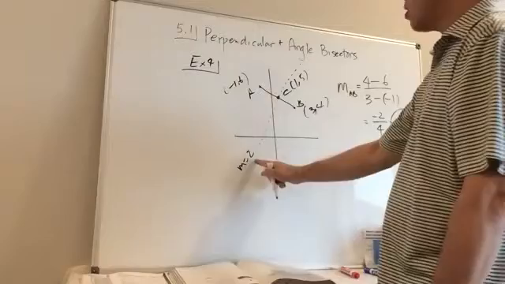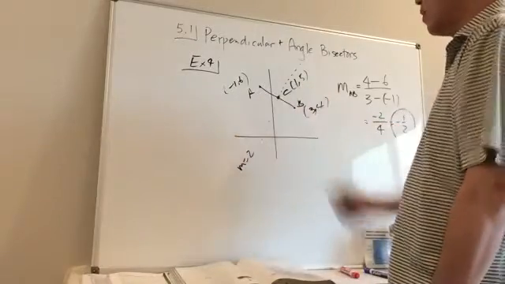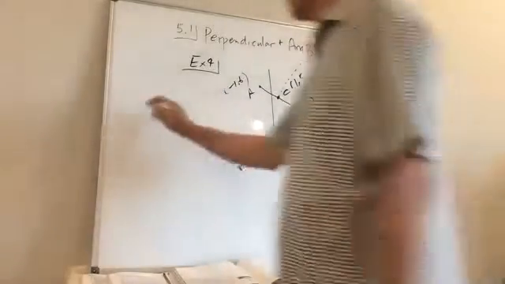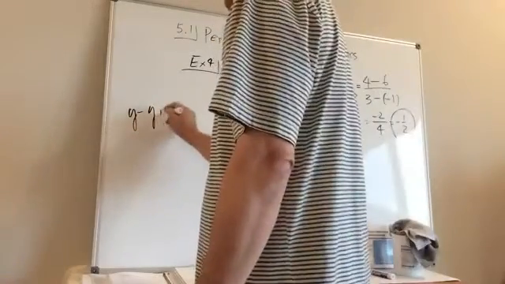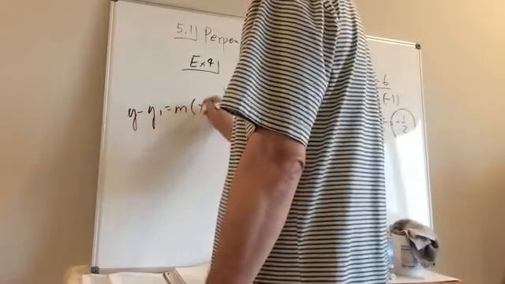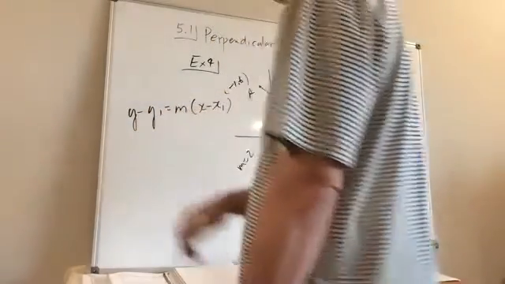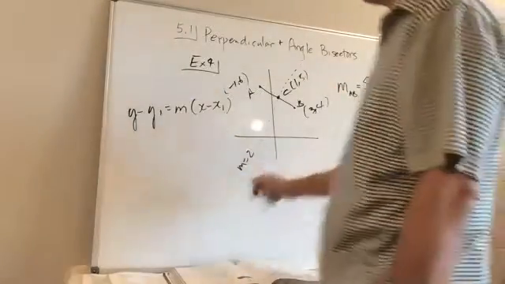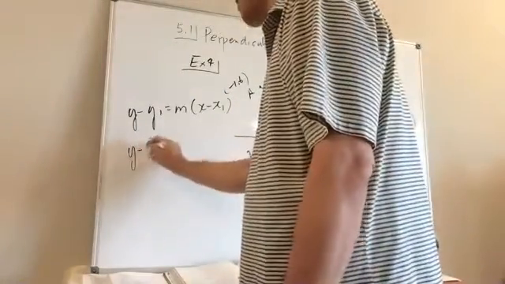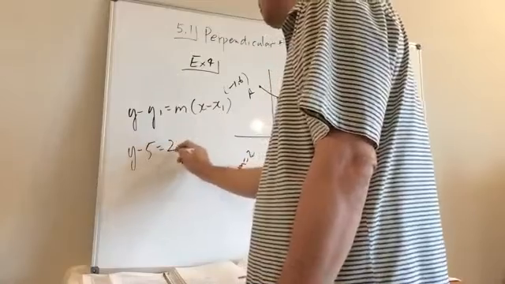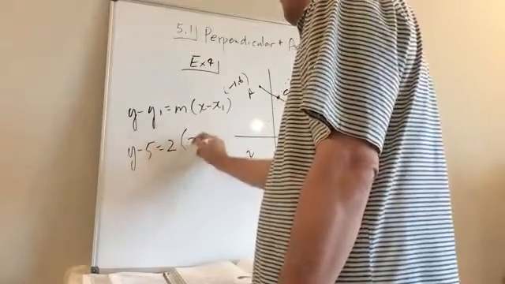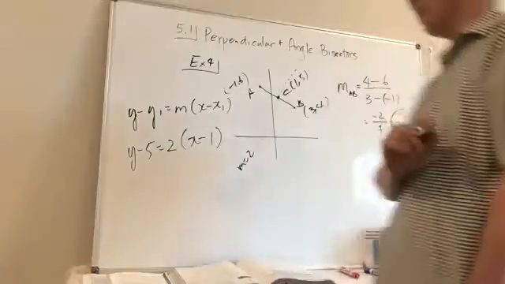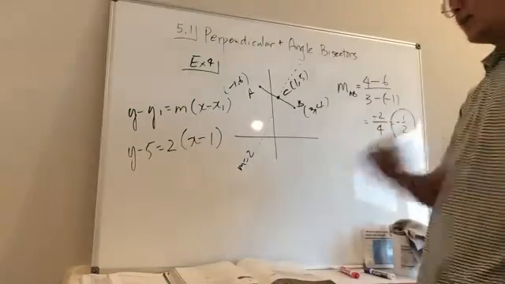So I know that the slope of this guy is going to be 2. I know the slope and I have a point now. So I just need to put it into the point slope form. The point slope form was y minus y1 is equal to m times x minus x1. It's going through this point with a slope of 2. So y minus 5 is equal to 2, the slope, times x minus 1. Okay? And this is your answer.